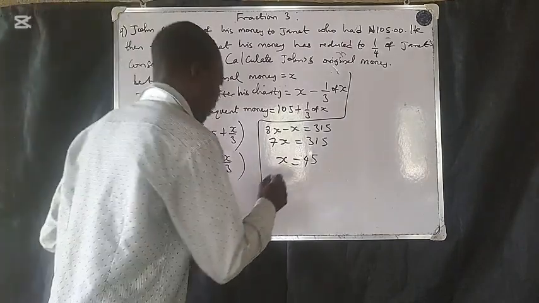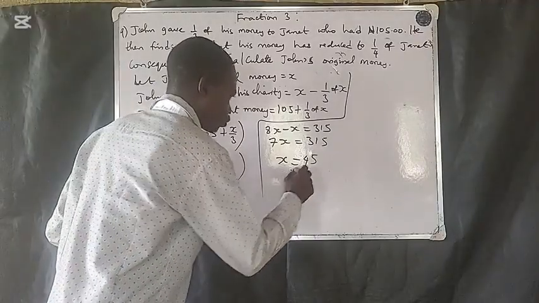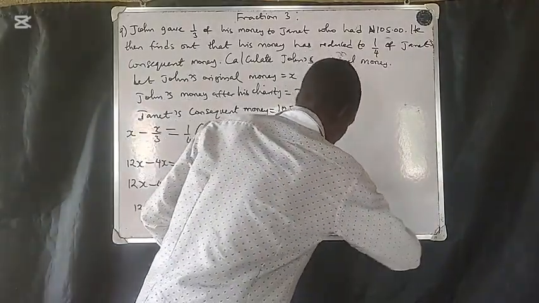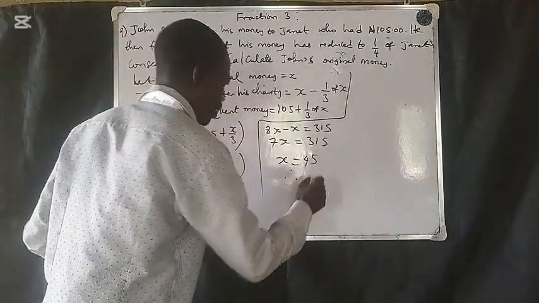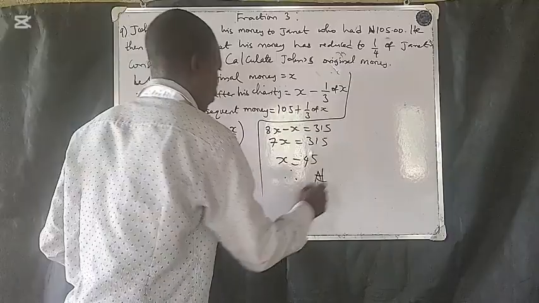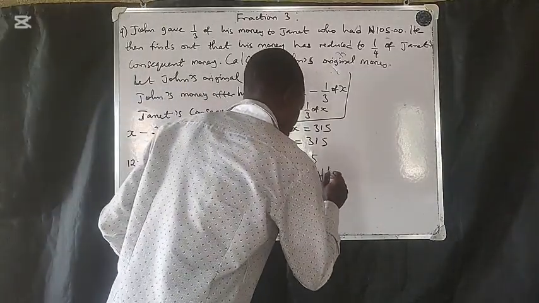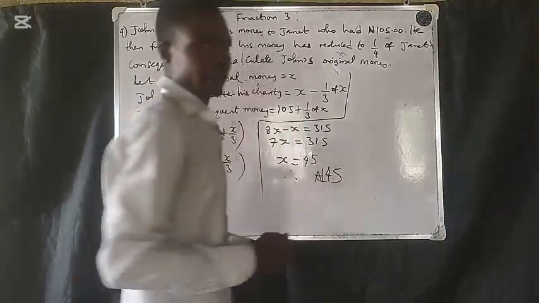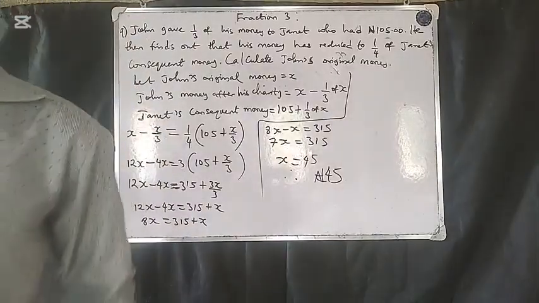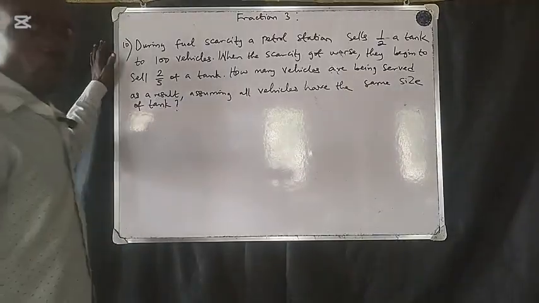So let's write our statement. Therefore, John's original money is 45 naira. Your statement is very important. Therefore, John's original money is 45 naira. We move to the next question. We are moving to number 10 question.